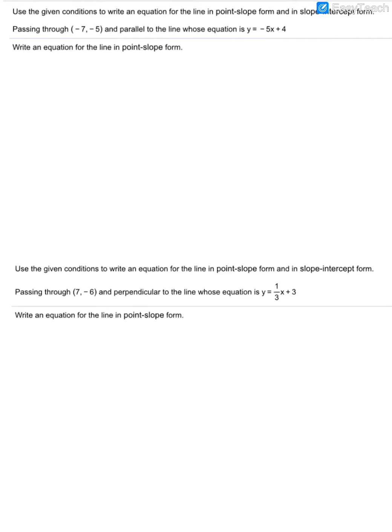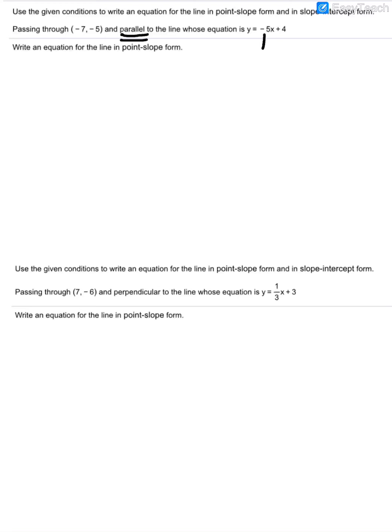In this video, we are going to look at equations of parallel and perpendicular lines. So in this first problem, they are telling us to use the given conditions to write an equation for the line in point-slope form and slope-intercept form. The line is passing through (-7, -5) and parallel to the line whose equation is y equals -5x plus 4.